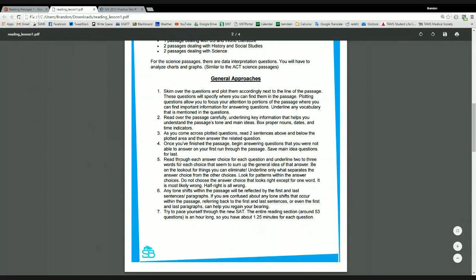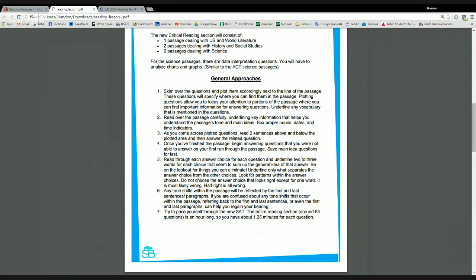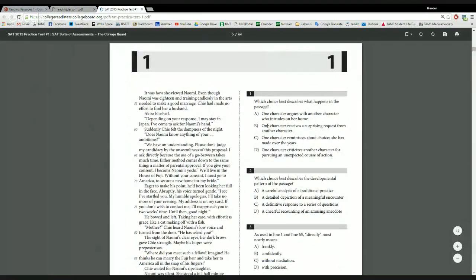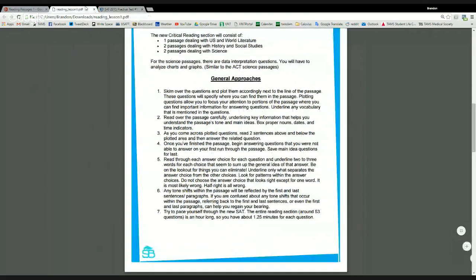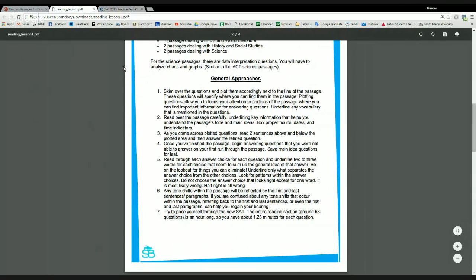Read through each answer choice for each question, and underline 2 or 3 words for each choice that seem to set up the general idea of the answer. Be on the lookout for things you can eliminate. Underline only what separates the answer choices from the other choices. Look for patterns within the answer choices. Do not choose the answer choice that looks right except for one word. It's most likely wrong. Half right is all wrong. Later we're going to go through this passage and show you some tips on how to find keywords in the answers and how to mark out ones that seem wrong based just on one word.